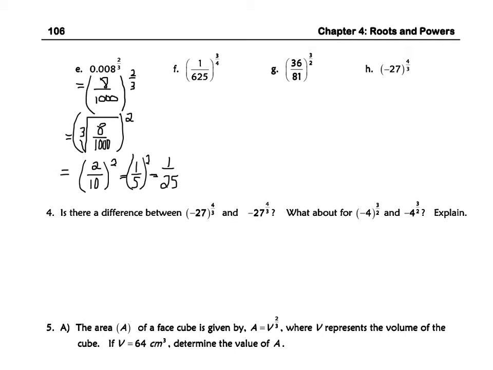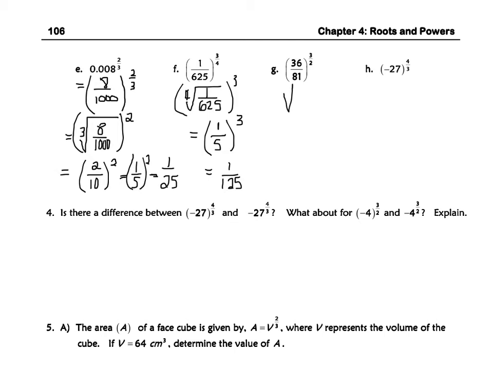The next example, we're going to take the fourth root of 1 over 625, and then we're going to cube the answer. So the fourth root of 1 is 1, and the fourth root of 625 is 5. And then we're going to raise that to the power of 3. And then that's going to give us 1 times 1 times 1 is 1, 5 times 5 times 5 is 125.